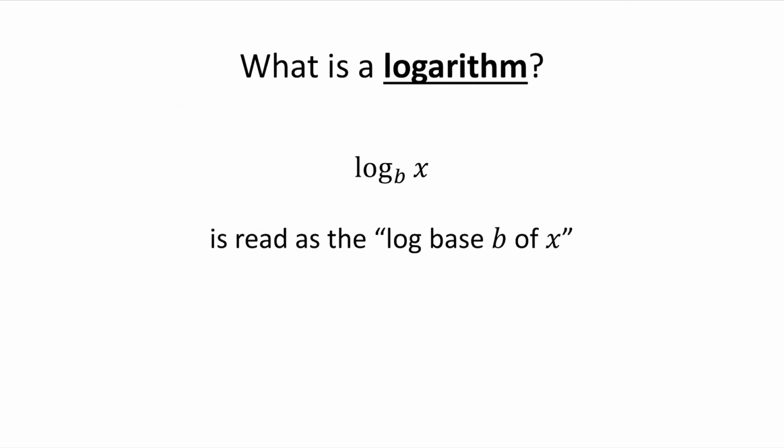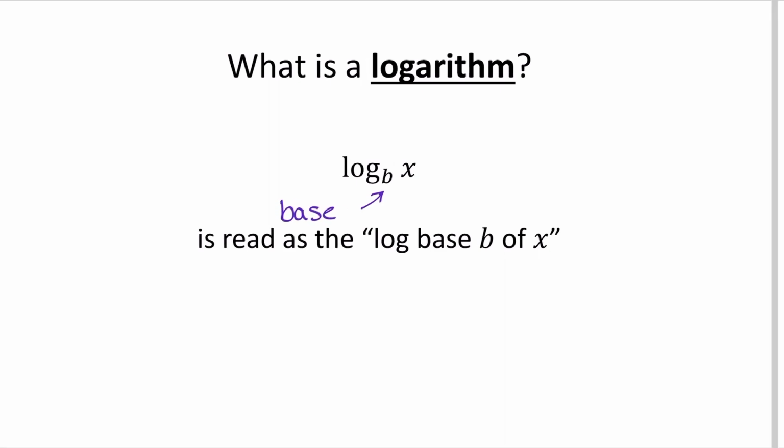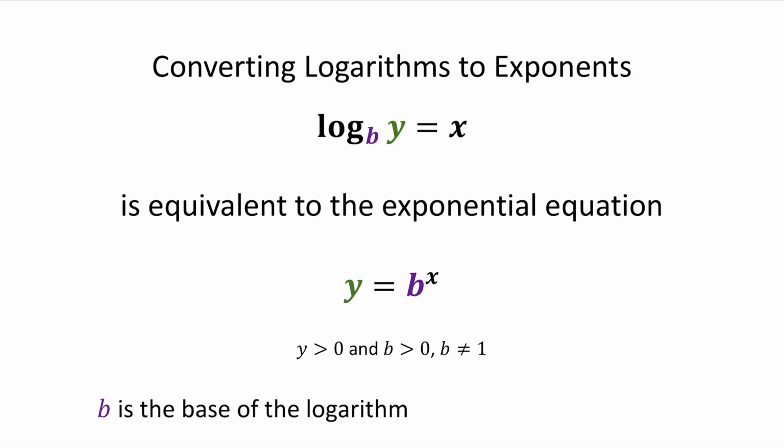So this is what a logarithm looks like. It's read as the log base b of x. So this number down here, this value of b, is called the base of the logarithm. We can convert logarithms to exponential form. What I like to do is draw the arrows, and so we can convert this to b to the x equals y. Okay, so that's the exponential equation that is the same as this logarithmic equation. I just wrote it in the reverse order, so y equals b to the x.